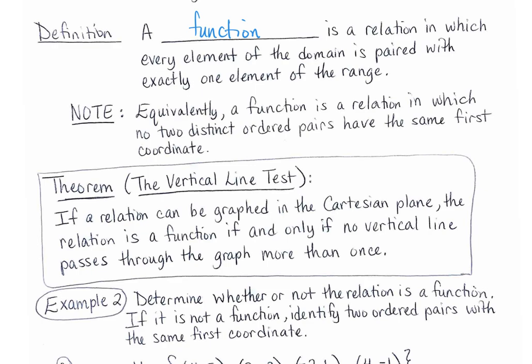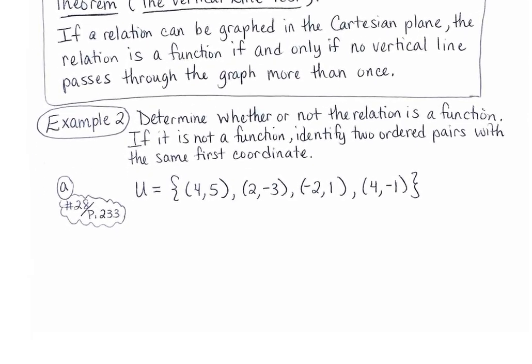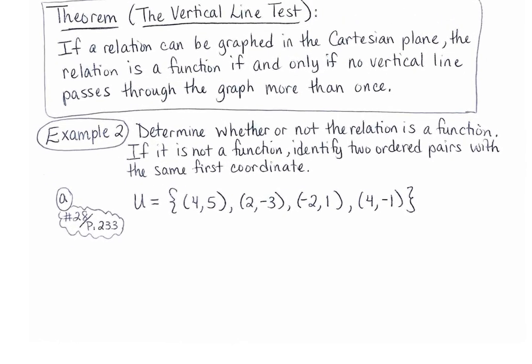So now we're going to go through some examples. We want to determine whether or not the relation is a function. If it is not a function, identify two ordered pairs with the same first coordinate. U is equal to the set consisting of ordered pairs (4, 5), (2, -3), (-2, 1), and (4, -1). Is this a function? You said no? Not a function? Why? Because of the two fours.